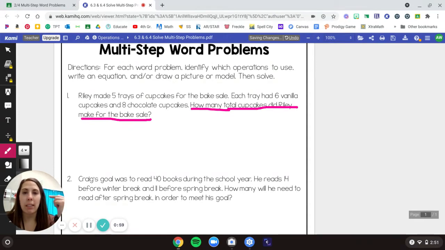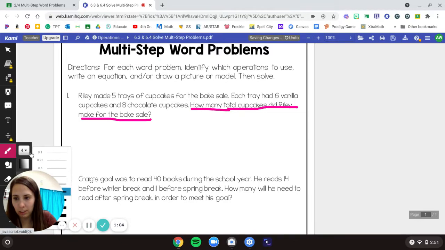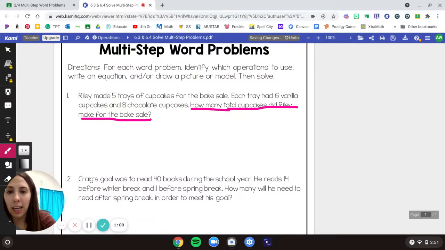So I'm thinking back, and I'm looking now for any keywords next. I'll make this a little thinner stroke. Well, I notice the how many. I also notice the word total. So I know, because of those words, I'm going to have to use, for sure, addition. Now, I'm probably going to have to do other stuff too. So let's think back to what we know.